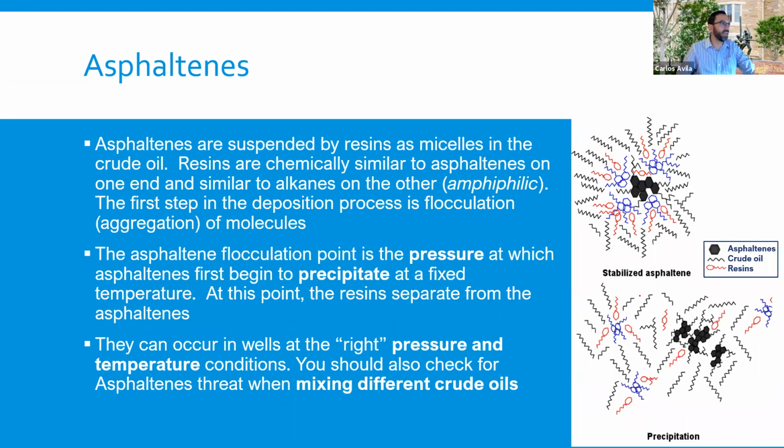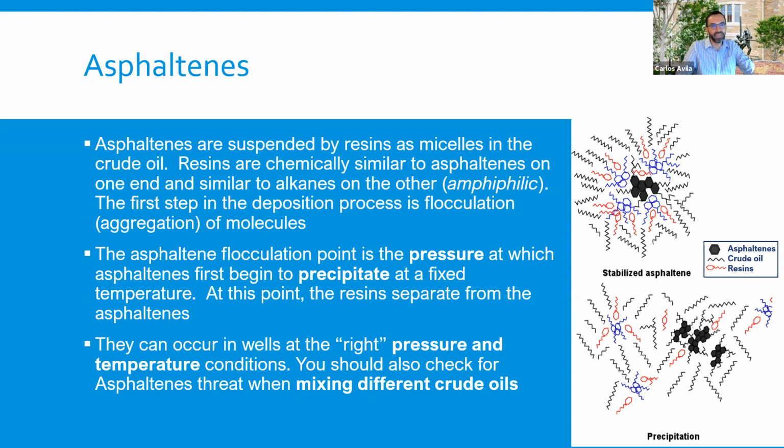So the way they occur is that initially the asphaltenes are suspended in the oil. So the oil are these black linear structures that represent alkanes. And the asphaltenes are these structures that are high molecular weight. They're around 500 to 1500 molecular weight. And they're surrounded by these red resins that act like surfactants.